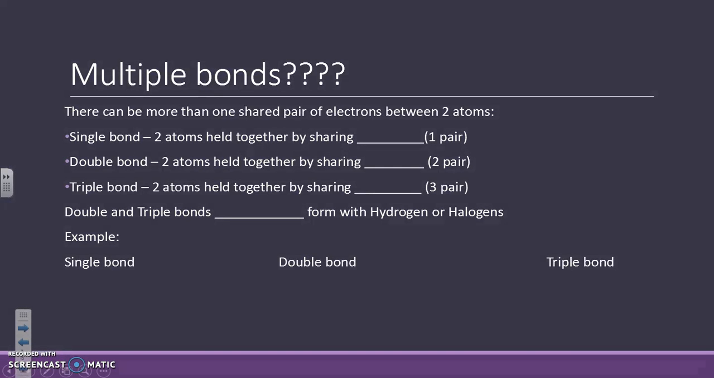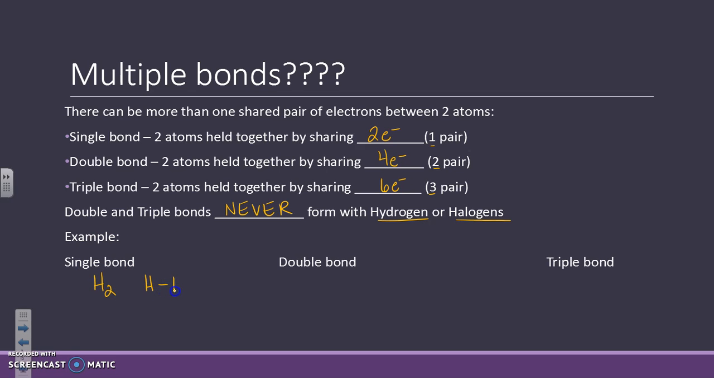Okay, multiple bonds. There can be more than one shared pair of electrons between 2 atoms. If you have a single bond, that means 2 atoms are held together by sharing 2 electrons, which would be 1 pair. A double bond is 2 atoms being held together by sharing 4 electrons, which would be 2 pair. And then, of course, if there's a triple bond, there would be 6 electrons being shared for a total of 3 pairs. Double bonds and triple bonds will never be formed with the hydrogen and the halogens because they only want 1 bond.